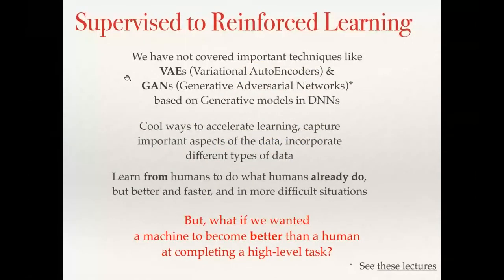Okay, so the idea is that we learned supervised learning. We had a data set and some labels, and with many, many techniques, we started becoming better at teaching the machine to learn, right? And in supervised learning, there are important techniques that we have not covered and are actually quite important in physics, like variational autoencoders and generative adversarial networks, or GANs, which are based on a set of algorithms that are called generative models in deep neural networks.